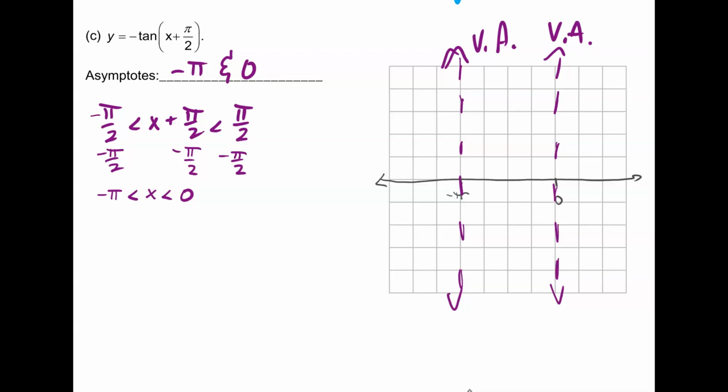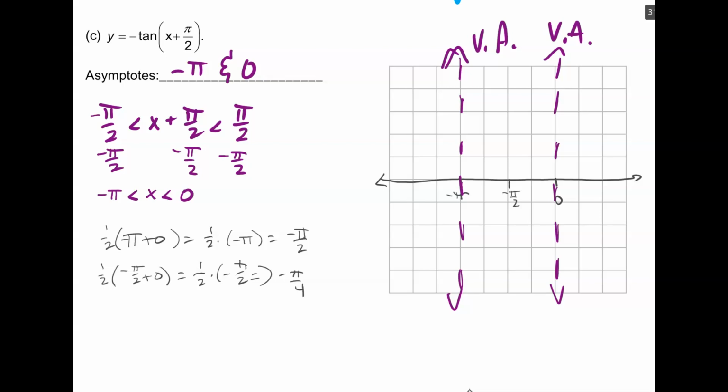So halfway between 0 and negative pi is just negative pi over 2. You can solve it this way: 1/2 times negative pi, which is negative pi over 2. And halfway between negative pi over 2 and 0 is just 1/2 times negative pi over 2. So that's just negative pi over 4. Making sure we understand where this comes from. And then, not surprising, this last one's negative 3 pi over 4.